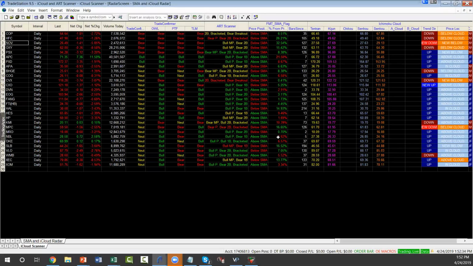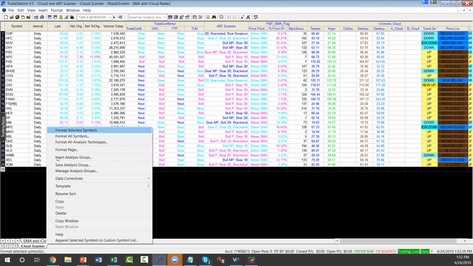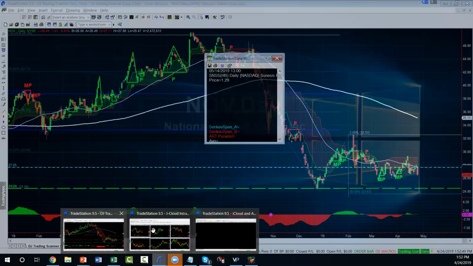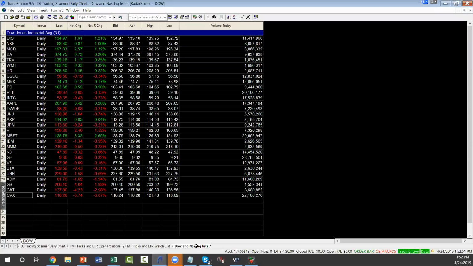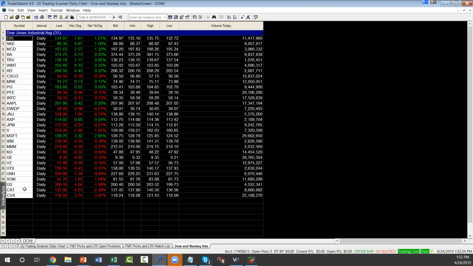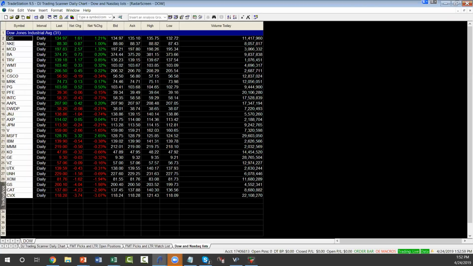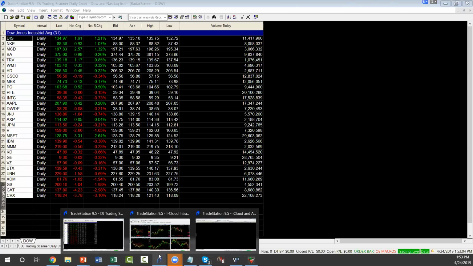Okay, so that was sector. That was a quick way to look at sectors, right? You can also just look at indexes. What if I wanted to check out the Dow? I want to see if there are any good trade candidates in the Dow 30. The Dow 30, of course, has 31 stocks. I just grab the symbols. Here, plug them in.